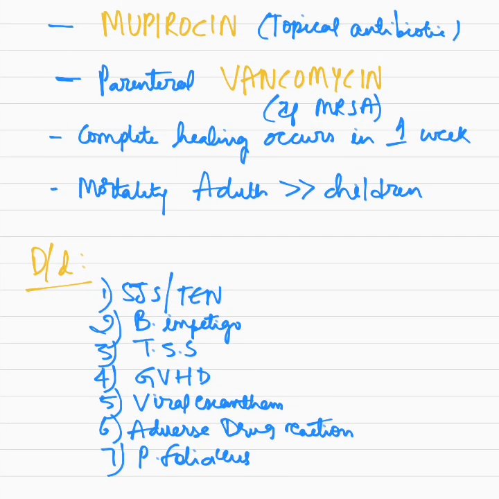Coming to the differentials of 4S, SJS or TEN, bullous impetigo, toxic shock syndrome, graft versus host disease, viral exanthem, ADR, adverse drug reactions, and pemphigus foliaceus.